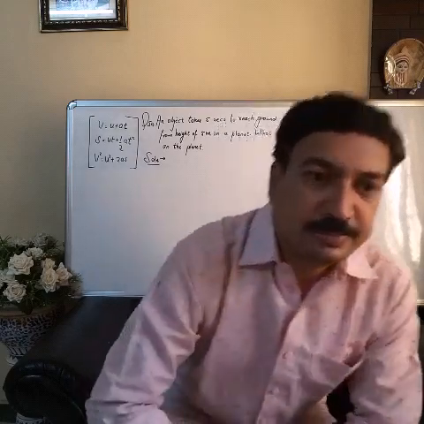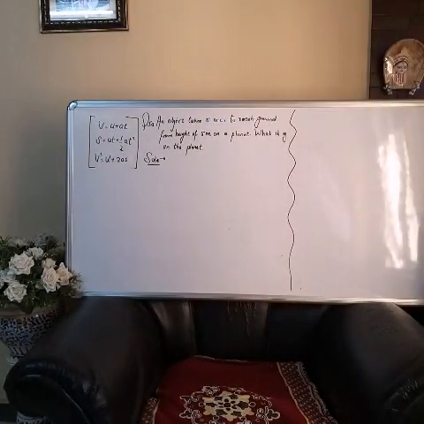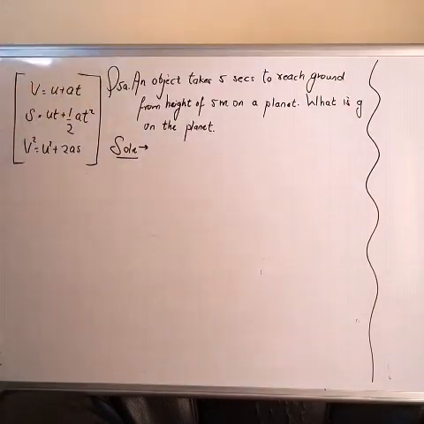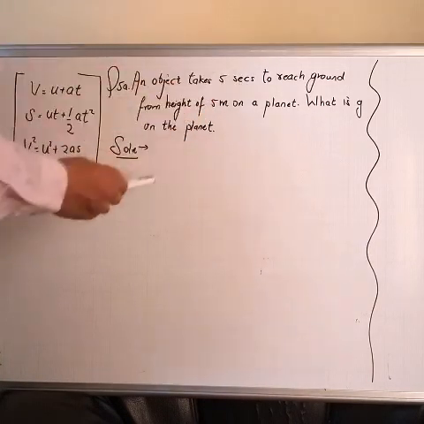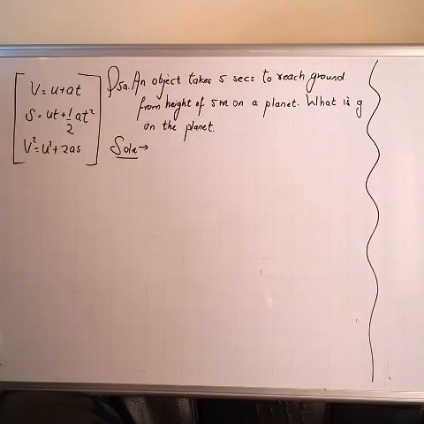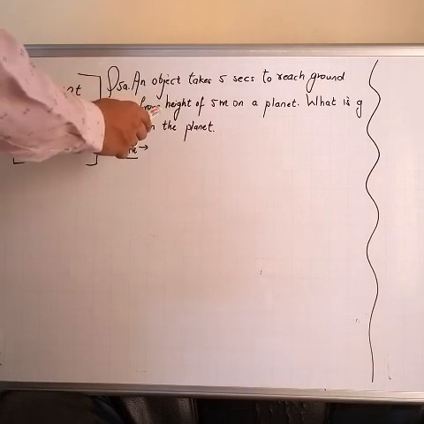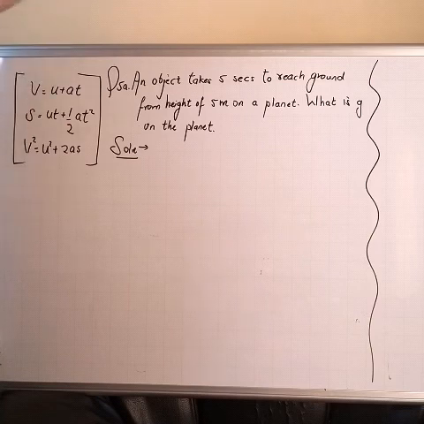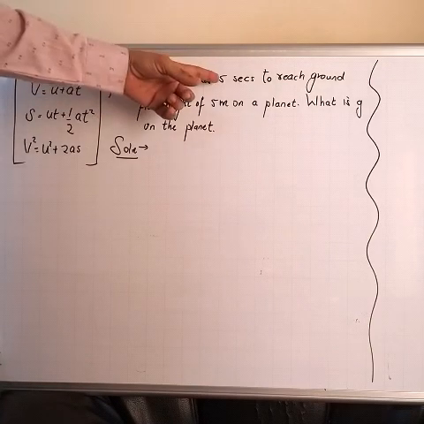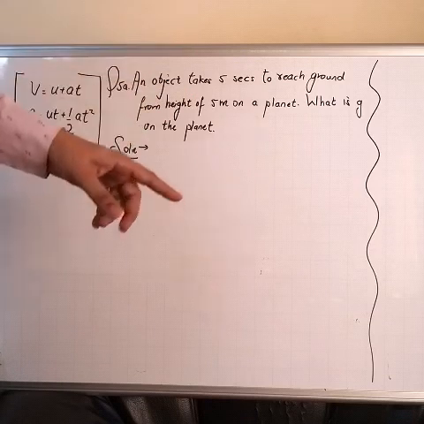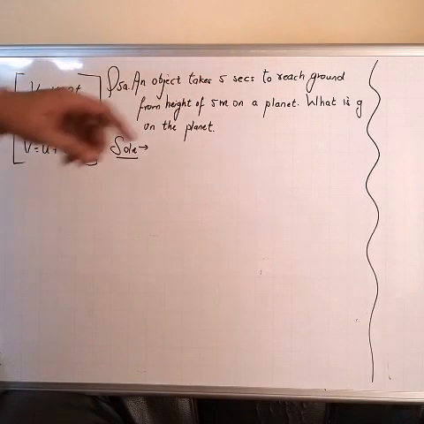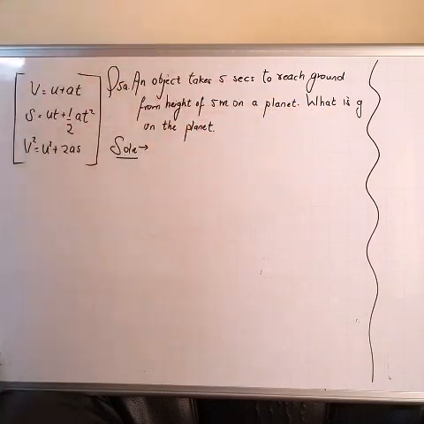The numerical is there in your textbook. It is question number 5a. What is the question? An object takes 5 seconds to reach the ground when it is released from a height of 5 meters on a planet. That means I have released an object from a height and it takes 5 seconds to reach the ground, and the height from which I have released is 5 meters. What is the value of g on the planet?